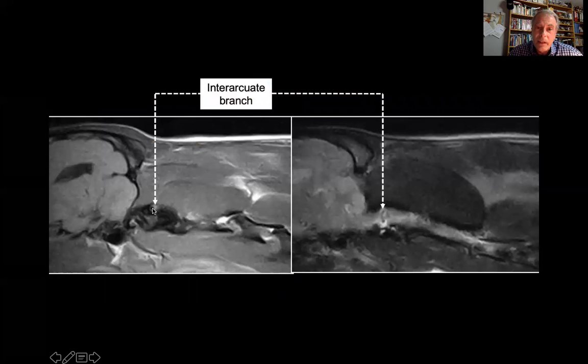between the occipital bone and the atlas. Sometimes you can identify these interarcuate branches on MRIs. You see, this is it. This is one of the interarcuate branches here.